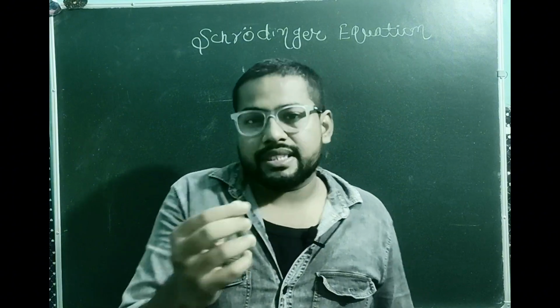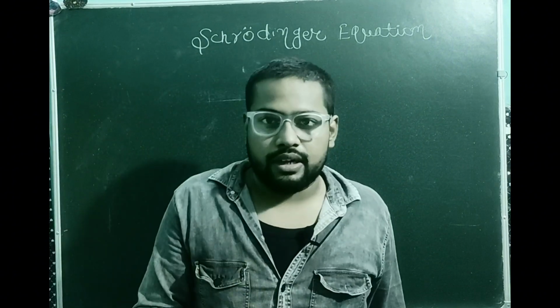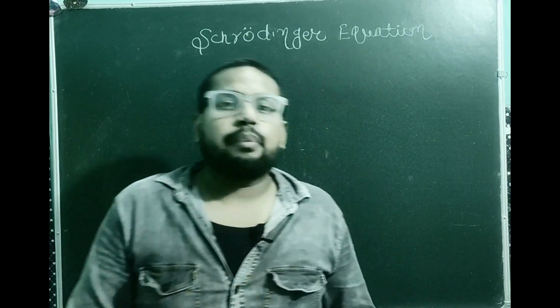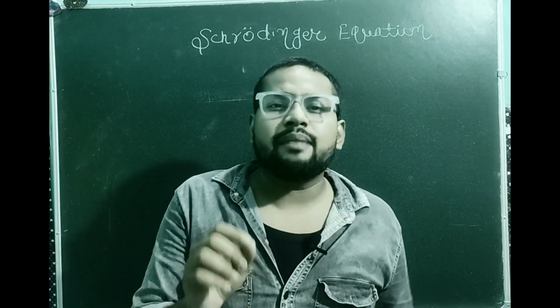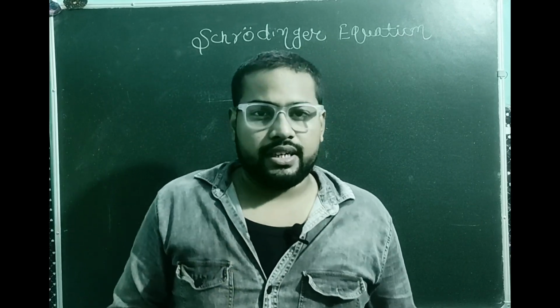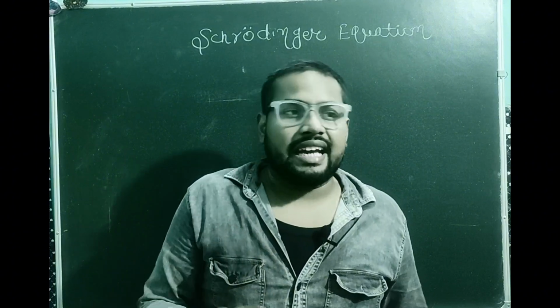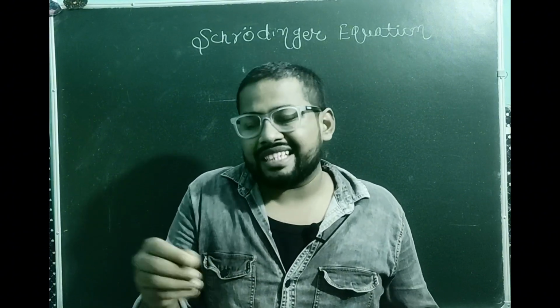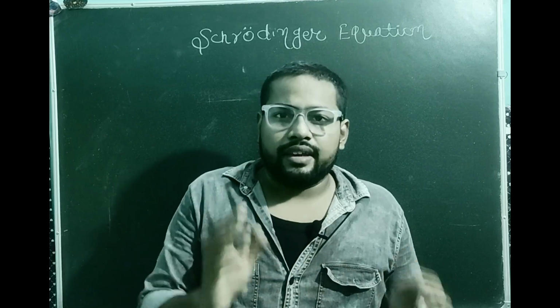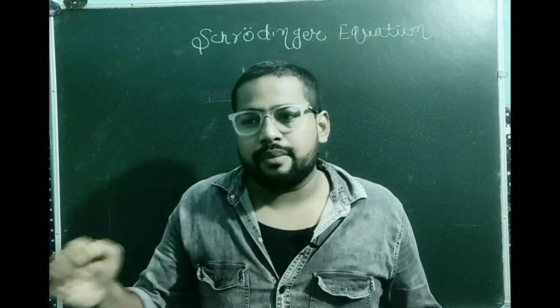So what does an operator mean? Basically, operators are nothing but mathematically derived quantities, and when we apply them on the wave function, they give us a physical measurable quantity. And what are these physical measurable quantities? They are observables. If you want to calculate energy, energy is a physical measurable quantity. Energy, momentum, position, these are all physical measurable quantities.